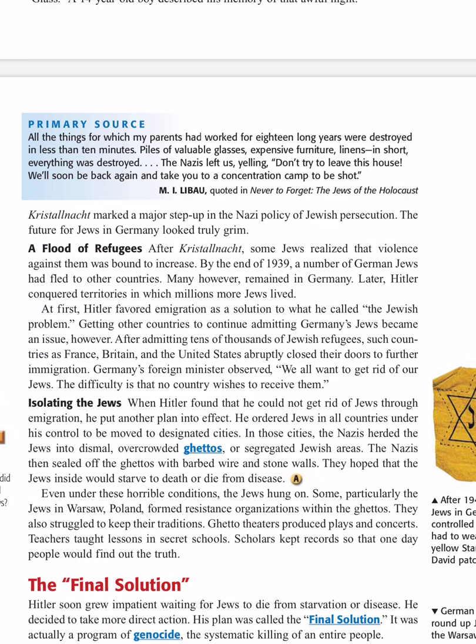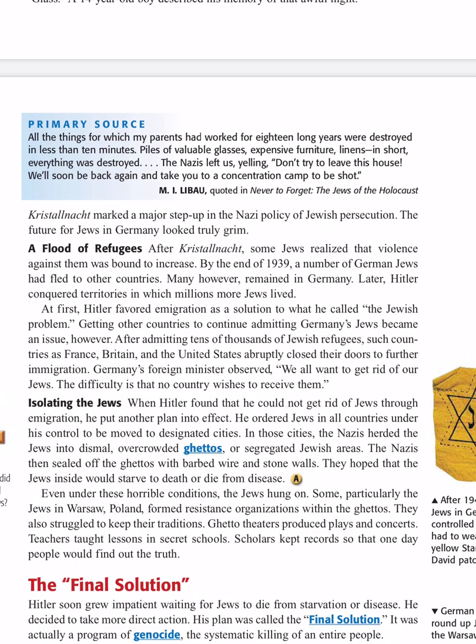Isolating the Jews. When Hitler found that he could not get rid of Jews through emigration, he put another plan into effect. He ordered Jews in all countries under his control to be moved to designated cities. In those cities, the Nazis herded Jews into dismal, overcrowded ghettos, or segregated Jewish areas. The Nazis then sealed off the ghettos with barbed wire and stone walls. They hoped that the Jews inside would starve to death or die from disease.